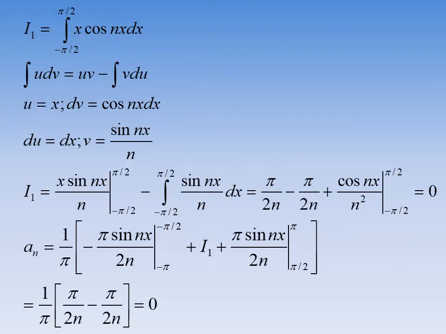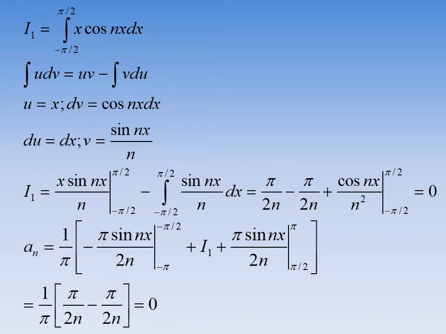And I1 is the integral from minus pi by 2 to pi by 2 of x cos nx dx. Here this is of the form integral u dv, and integral u dv is uv minus integral v du. Here I have taken u is equal to x and dv is equal to cos nx dx. So du is dx and v is sin nx by n. So I1 is x sin nx by n, substituting the limit minus pi by 2 to pi by 2.